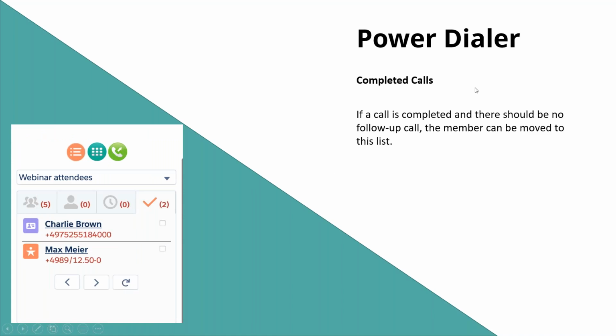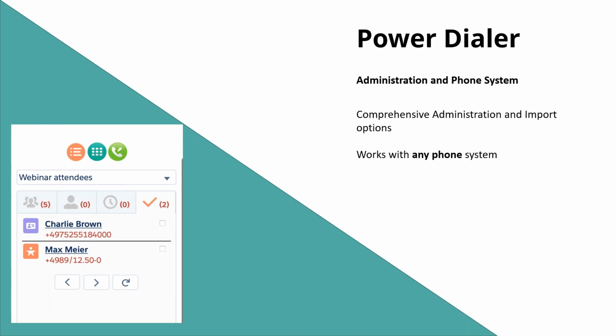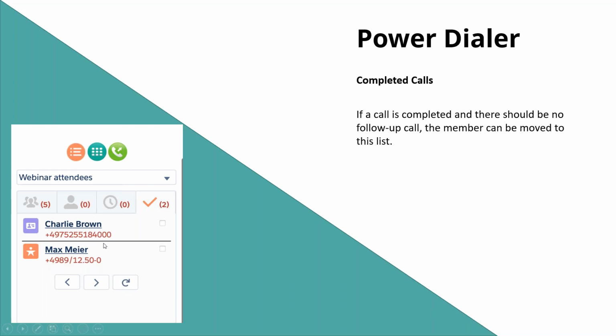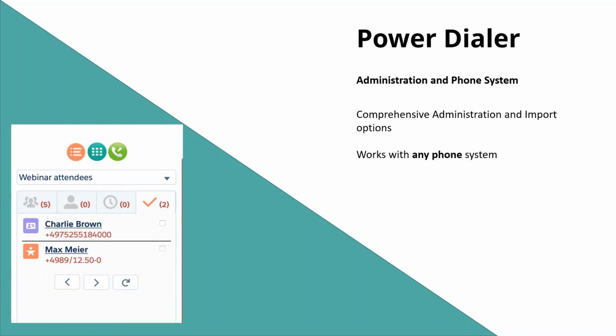Then we are in the last section, the completed calls. If I finalize the call completely, so there is no need for a follow-up call, then I would define it as done in the Power Dialer, and then it shows up only in the list from the completed calls. And yeah, so I can manage my lists to not call a customer again if it's not needed.